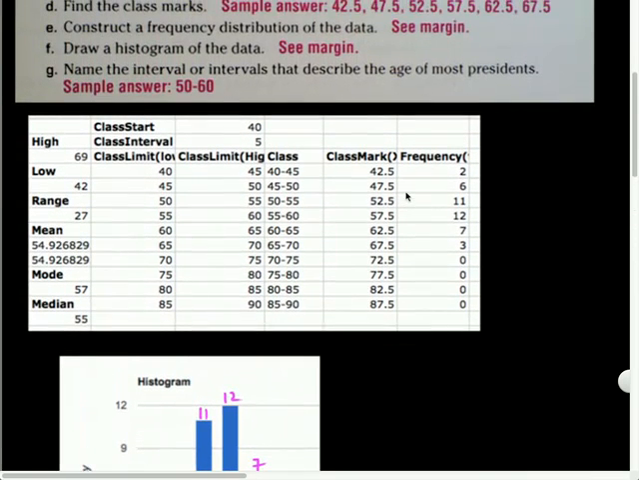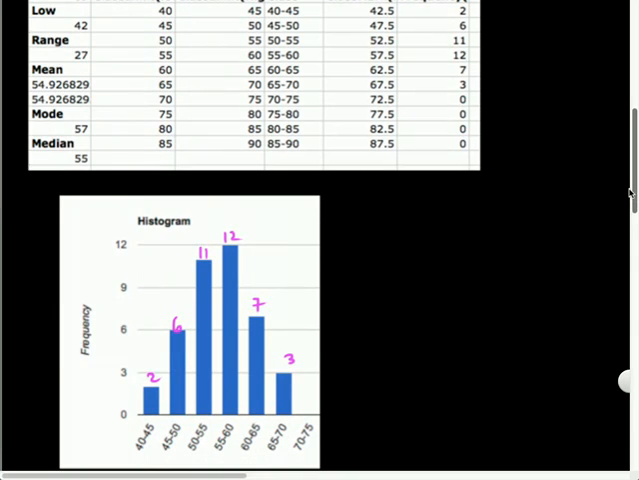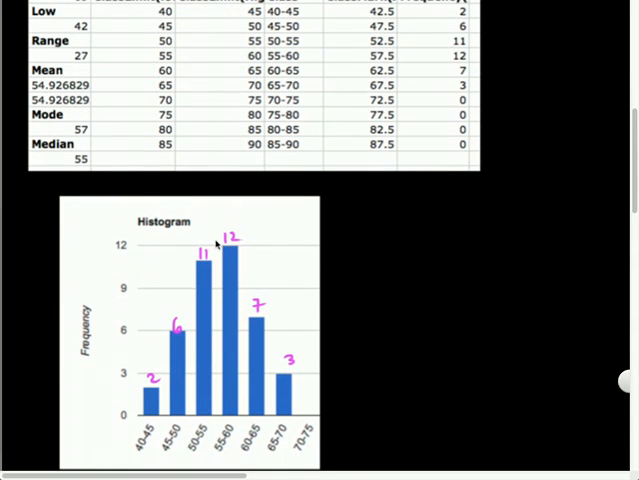And then the last thing it says is, let's see, name the interval. Oh, I just answered. Wait, did I? Name the interval or intervals that describe the age of most presidents. By most, do they mean like what intervals would actually hit above 50% of them? I'm guessing is what they mean by most. So between 11 and 12, that's going to be 23, which is more than half of 42. I'm guessing is what they're looking for.